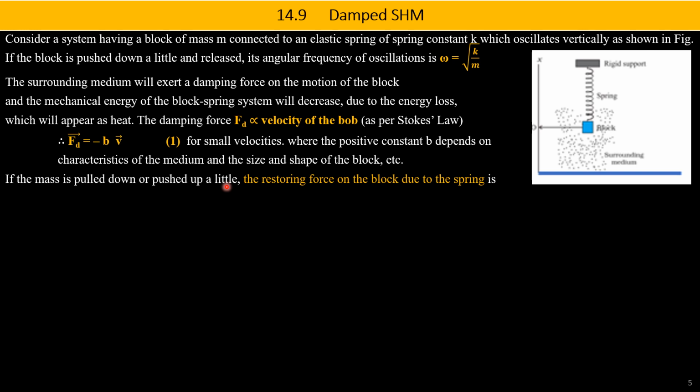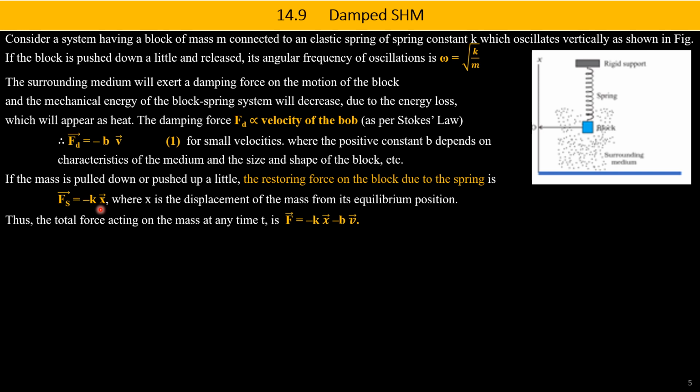If the mass is pulled down or pushed up a little, the restoring force on the block due to the spring is given by Fs, F subscript S, a restoring force equal to minus k into x, where k is the spring constant and x is the displacement. Thus, the force acting on the mass at any time t is given by F is equal to the sum of Fs plus Fd, that is equal to minus kx minus b into v.